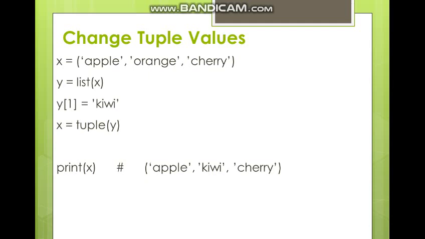Now in the third statement that we have here, we are changing the first index, that is we want to change this orange to some other value, say supposing kiwi. So y1 is equal to kiwi, and then we are now converting this list back into the tuple. So again x is equal to tuple function is again being used for converting a sequence to a tuple. So when we print this x, my answer will be apple, kiwi and cherry. So this is the way you can change the values in a tuple.